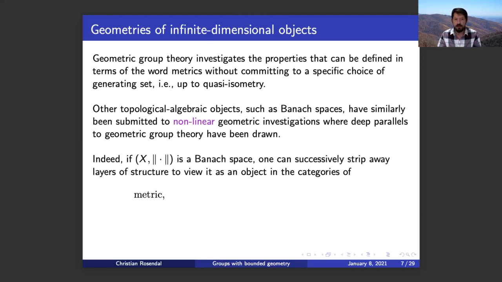Namely, if you start out with a Banach space, so this is a complete normed space, well, you can strip away layers of structure of this Banach space and view the Banach space in various categories. If you strip away the norm, but you retain the metric, then you get a metric space. You can strip away the specific metric and consider its bi-Lipschitz equivalence class, and you get the Lipschitz geometry of the space, which is another important object of investigation. Furthermore, you can strip away the bi-Lipschitz equivalence class and just look at the uniform space, or even the quasi-metric space that you get from this.